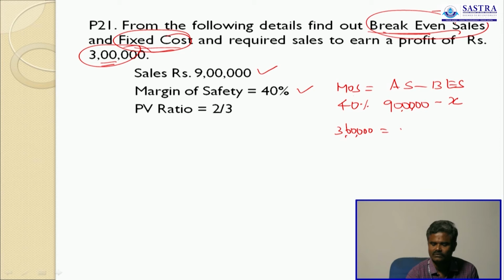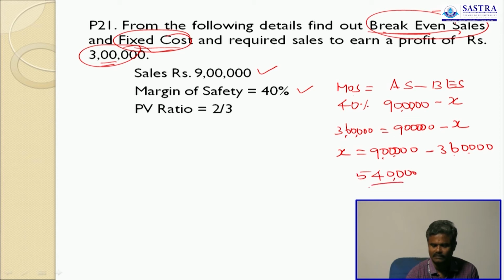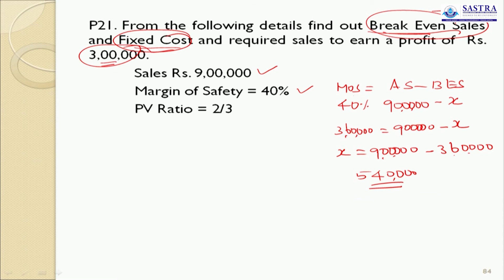that is equal to 9 lakh minus X. So now X is equal to 9 lakh minus 3,60,000. I think 5,40,000. This is the break even point. Answer number 1 is 5,40,000.